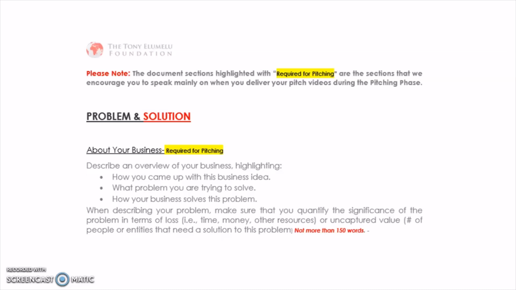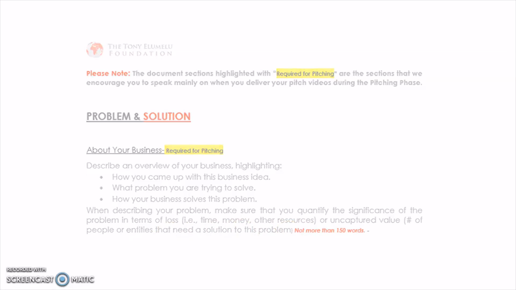So people who have been doing what you want to do have some value they are leaving uncaptured, right? So this is where you do that. Number of people or entities that need a solution to this problem. So you also need to have an idea how many people need the solution to the problem you're profiling.